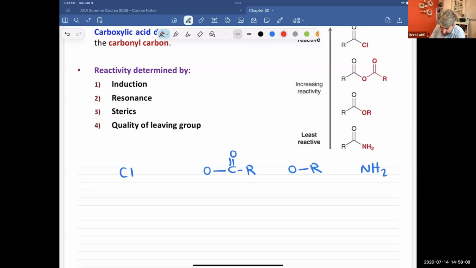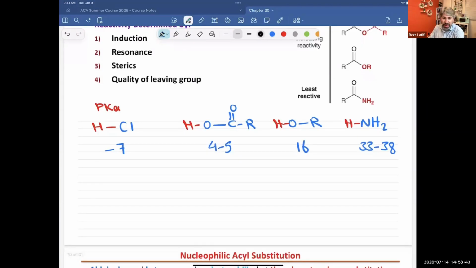What I'm going to do is attach H to them. So technically, I turned them into the acid version of them. Now, next step, try to find the pKa for all of them. The pKa for HCl is -7, for carboxylic acid is around 4 to 5, for alcohol is around 16, and for NH3 is around 33 to 38. Okay. And the one with the lowest pKa will be the strongest acid. So in this case, HCl is the strongest acid.